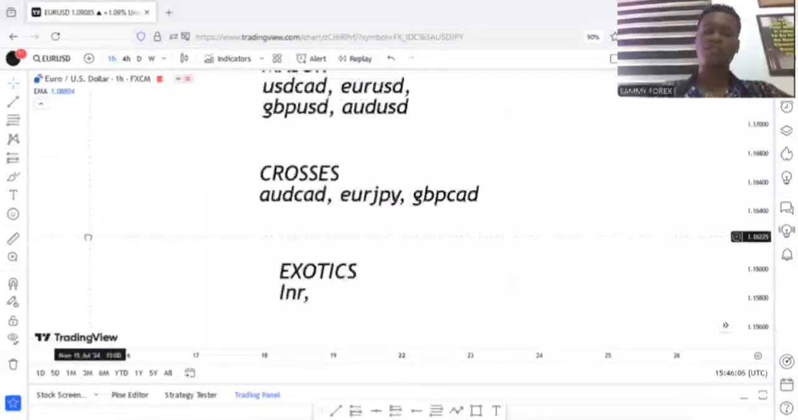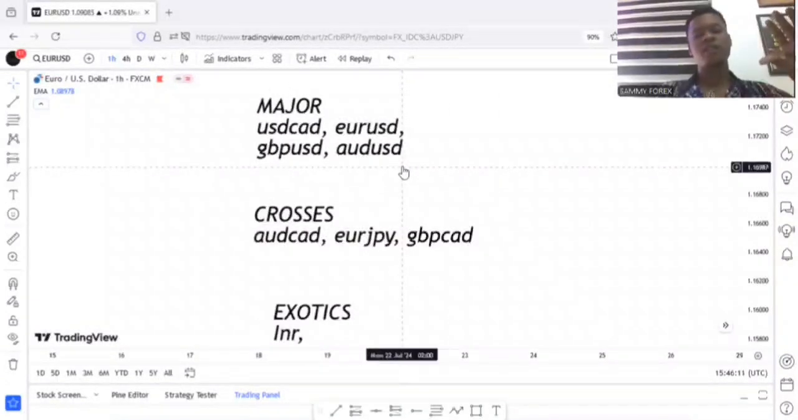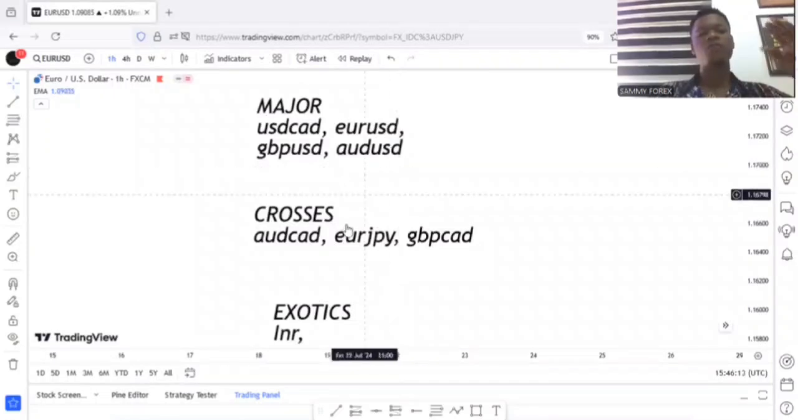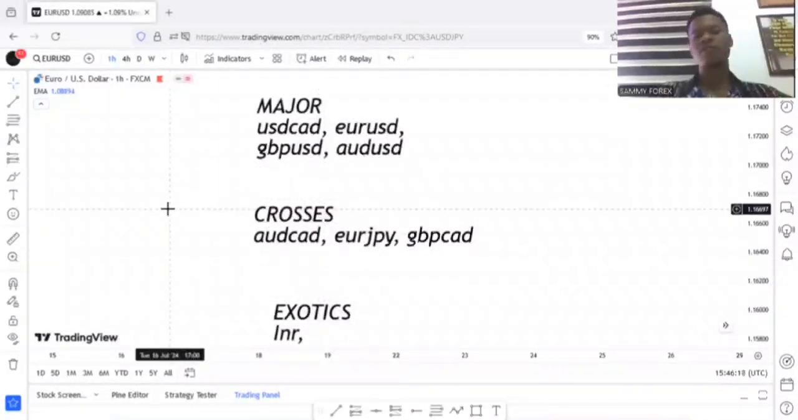So if you are to trade as a newbie, I'll advise you to go for the majors. Go for the major currencies that have a lower spread than the rest, and trade with those.